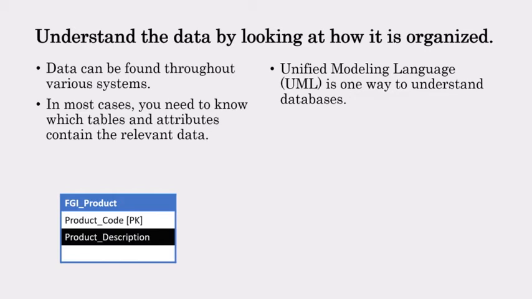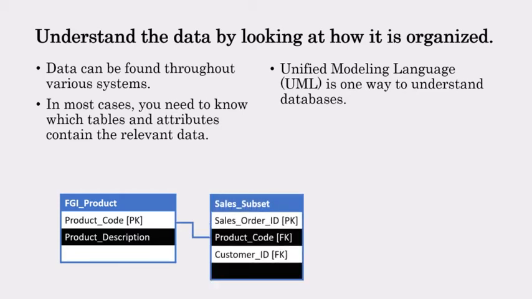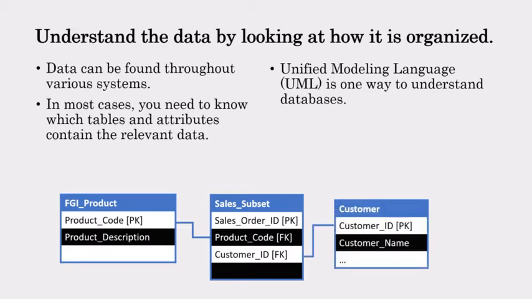So here is one table, with the product code and the product description. Then you have another table with the sales orders: the sales order ID, the product code, and the customer ID. In the third table you have the customers: the customer ID and the customer name. So you can see how they are related.